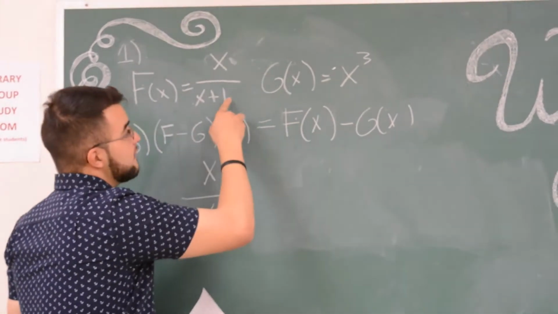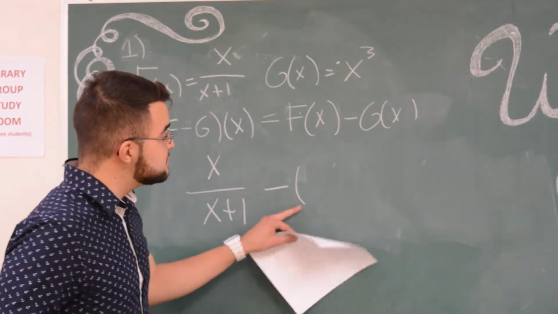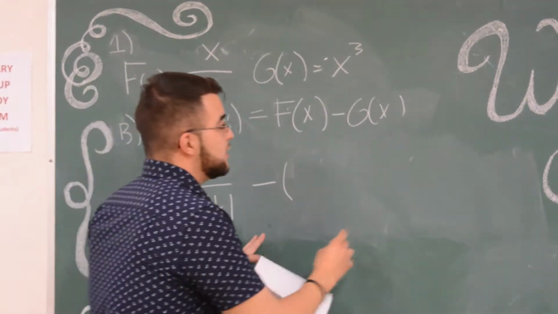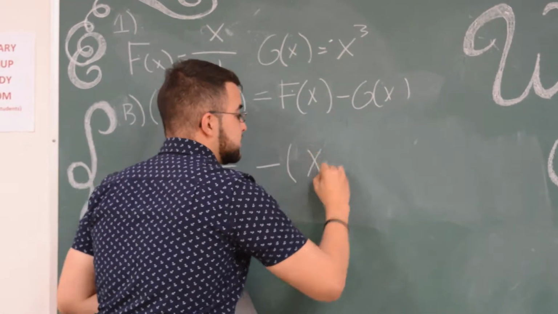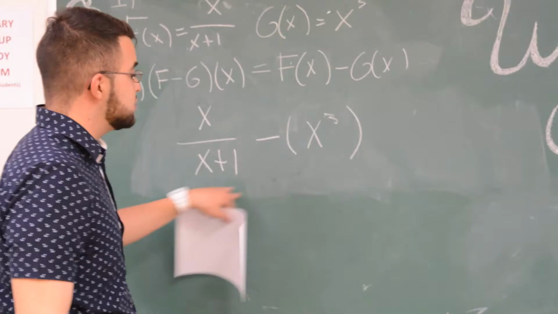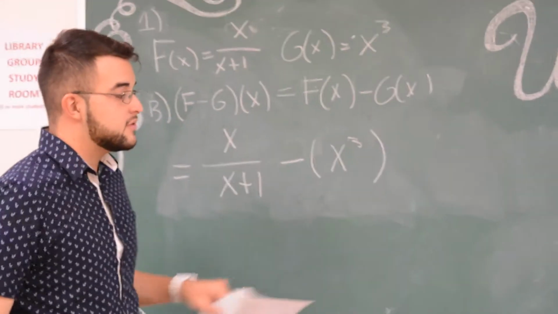Again, this part is f of x. Now, minus, I'm going to go ahead and put this parentheses in, not because it's from g of x, but just to make it clear that it's minus g of x, the whole thing, minus x cubed. And go ahead and close that parentheses. Again, you would check if there's something to simplify, but in this case, we're just going to go ahead and leave it like that. That's going to be our answer for part B.